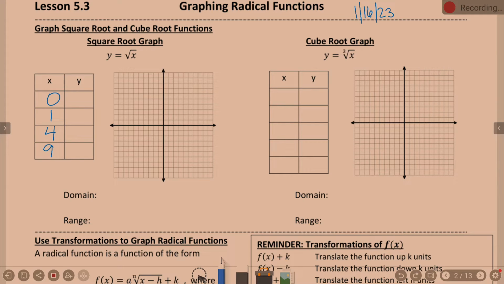If I put 0 in for x, what's the square root of 0? 0. If I put 1 in for x, what's the square root of 1? 1. If I put 4 in for x, what's the square root of 4? 2. And if I put 9 in for x, what's the square root of 9? 3. Now, could you go bigger if you wanted to or needed to? Yep. What is the next number I would put in my XY chart? 16, because that's my next perfect square, isn't it?